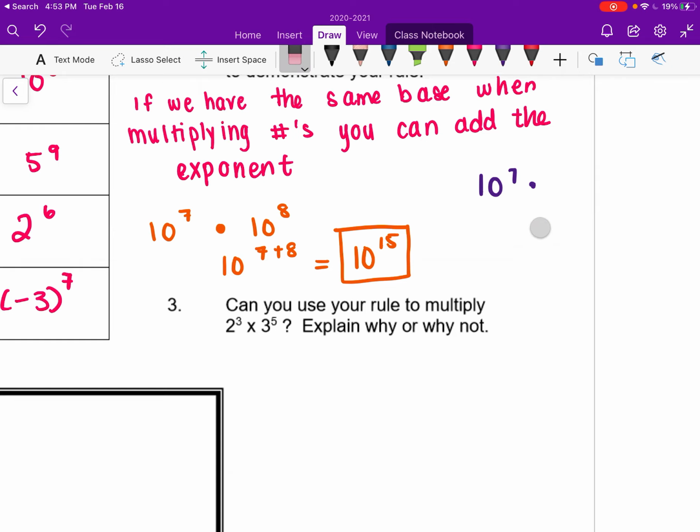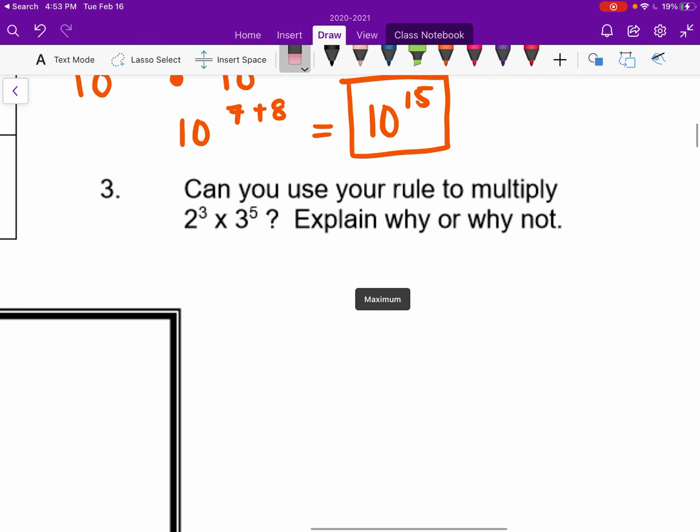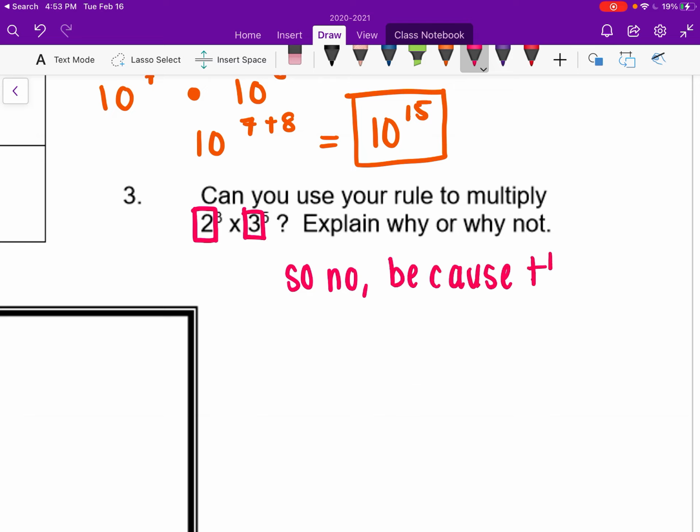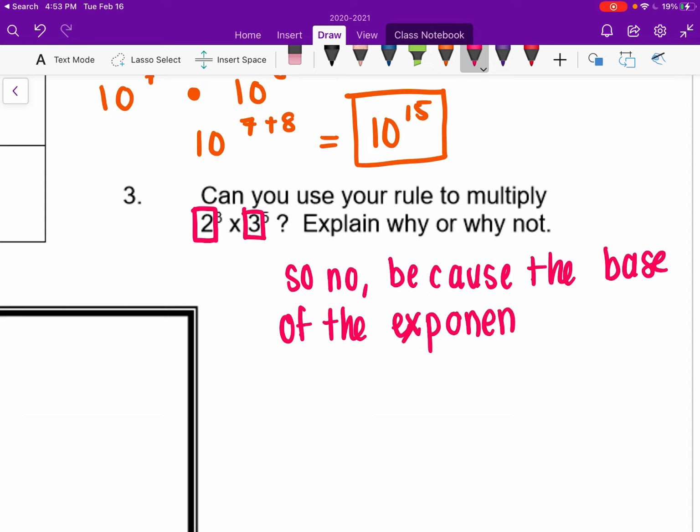Okay? The other thing is that you can't use this rule when you're doing something like 2 to the power of 3 times 3 to the power of 5. The reason is that these base numbers are not the same. And remember when we did exponent rules, we said the base is that big number, and it is not the same.